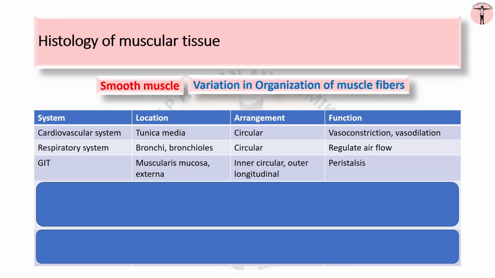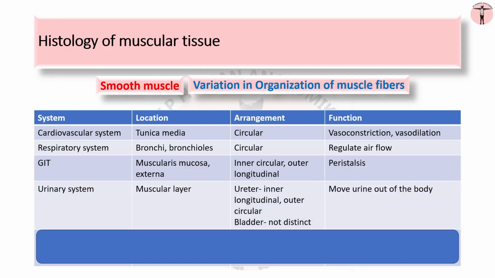Gastrointestinal tract. The extensive layers of smooth muscle are present in muscularis mucosa and externa in the wall of the GIT. The muscle fibers are arranged in two layers. Inner circular, where fibers are arranged circularly around the wall, and outer longitudinal, where fibers are arranged longitudinally, parallel to the long axis of the gut. They help move food down the GI tract via peristalsis and eject bile into the digestive tract from the gallbladder.